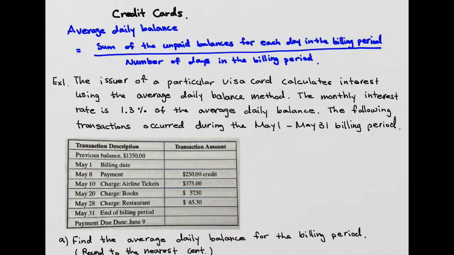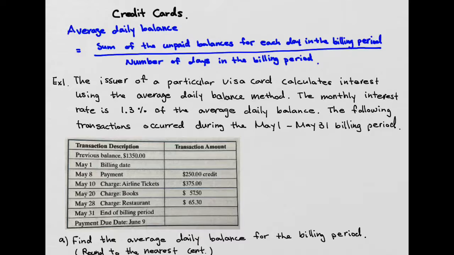This section lesson is about credit cards. So if we wanted to find out average daily balance, we're going to sum up the unpaid balance for each day in the billing period, and divide that by the number of days in the billing period.